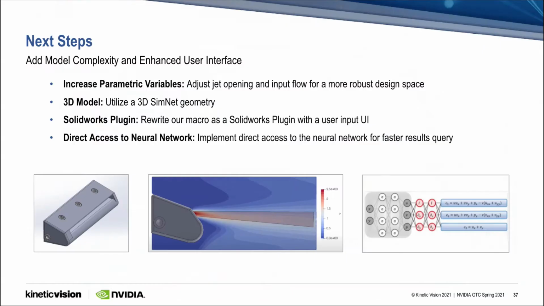So we were really pleased with these results, and it was really a success, based on what we first set out to do. But we have some next steps. This is more of a pilot project, and I would say it's not ready for prime time with the designers using it on an everyday basis. And really, what you're going to see in the future is the software vendors are going to integrate this themselves. If we were building this here at Kinetic Vision, this would be a custom tool for a special purpose. But a few of the things that we want to do is increase those parametric variables. So probably adjust the jet opening and then also maybe the input flow to create a more robust design space based on three variables instead of one.